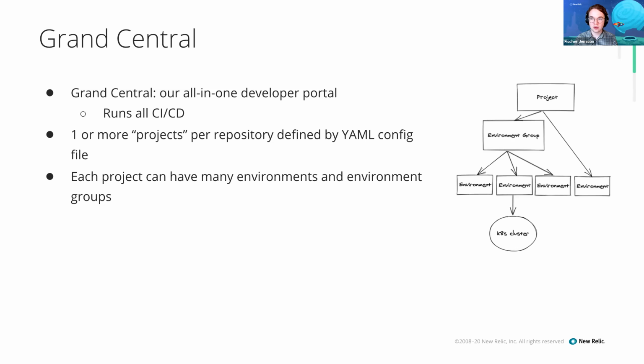So we do all of our continuous delivery through an application called Grand Central, which is an all-in-one developer platform that does a lot of different functions, but most relevant here is all CI/CD. The basic unit of Grand Central is the project, where a project is tied to a grandcentral.yaml configuration file in a GitHub repository.